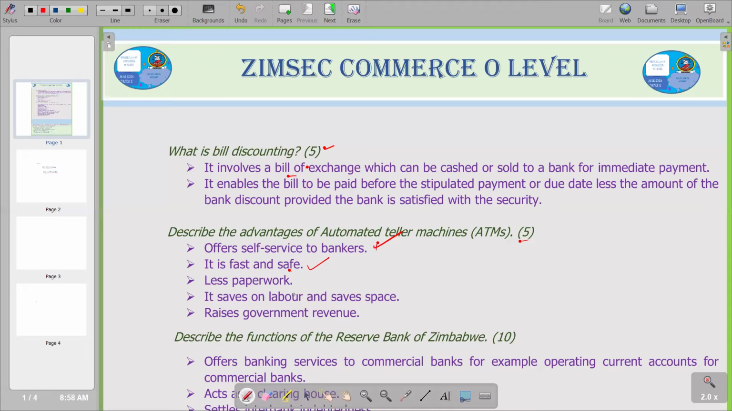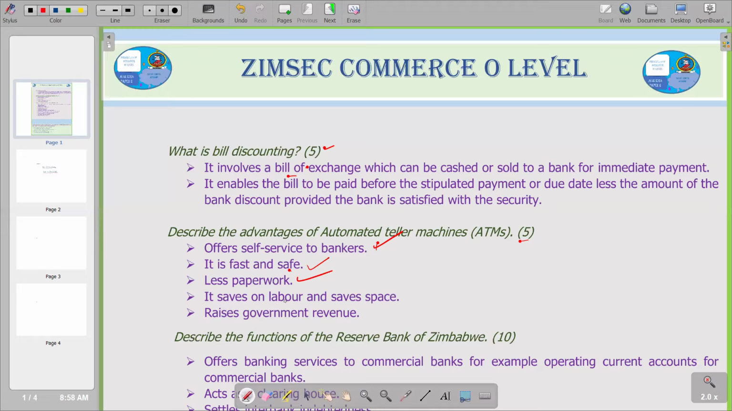You can just imagine entering a bank. Obviously, you're going to fill in withdrawal slips, or if you want to deposit, deposit slips. So the paperwork that is involved is also much more time consuming as compared to just using an ATM, which means you are going to be safe outside the bank, anywhere that you can be safe. So that's what we have in terms of the third point, which is less paperwork in terms of the use of ATMs. Then the fourth point is that it saves on labor and saves space.